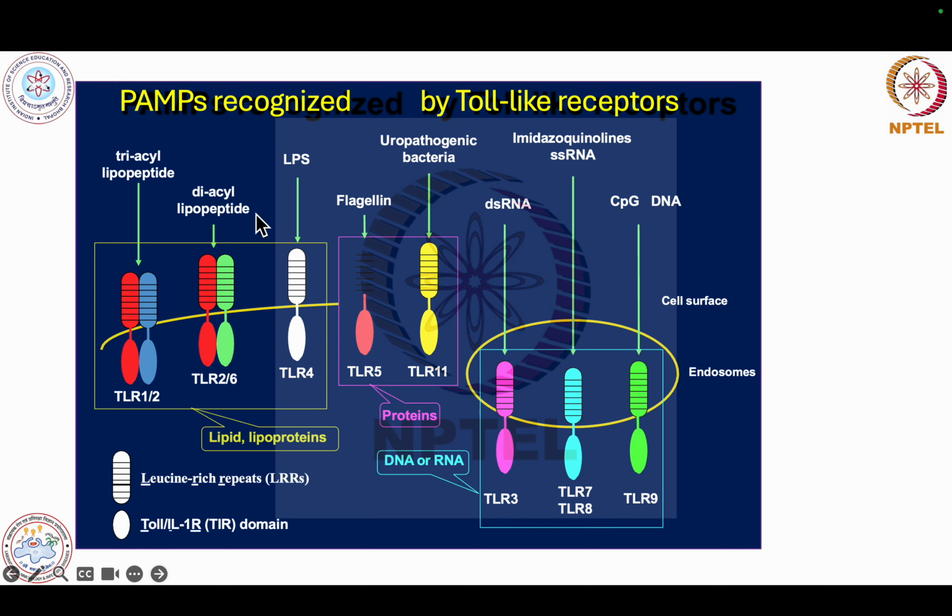So PAMPs recognized by toll-like receptors. These are the toll-like receptors which recognize lipids and lipoproteins, these are the receptors which recognize proteins, and these are the receptors which recognize DNA or RNA. More specifically, triacyl lipopeptide by TLR1 or 2, diacyl lipopeptide by TLR2 or 6, lipopolysaccharide by TLR4, flagellin by TLR5, uropathogenic bacteria by TLR11, double stranded RNA by TLR3, imidazoquinoline and single stranded RNA by TLR7 and 8, CpG DNA by TLR9.